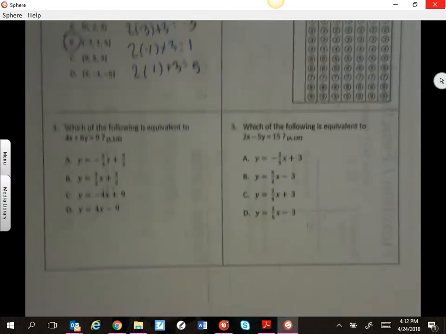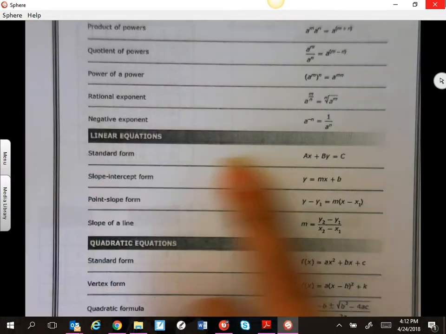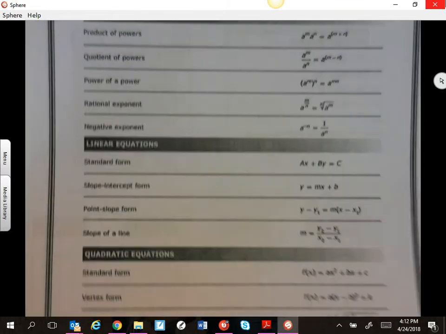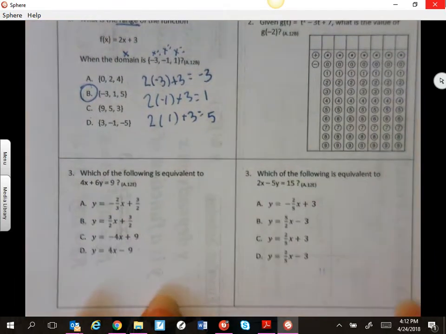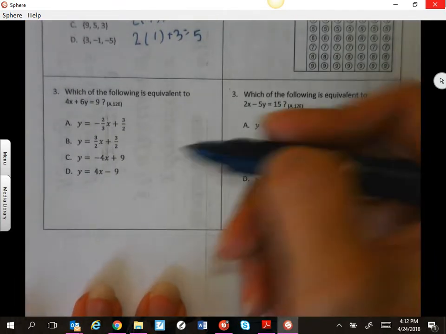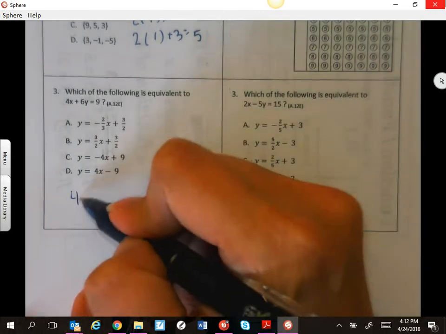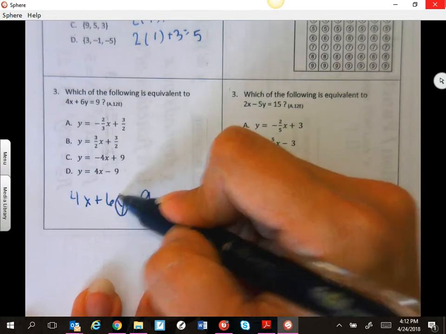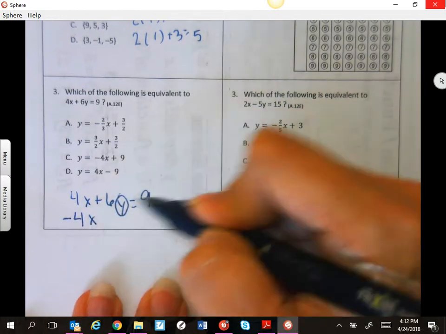And again, standard form is right here on your formula chart. And we're going to go to y equals mx plus b. So we need to get y by itself. You can do this a couple of ways, and I'm going to show you how you can check your work. So I'm going to write 4x plus 6y equals 9. So I need to get y by itself. So I'm going to have to move my 4x.